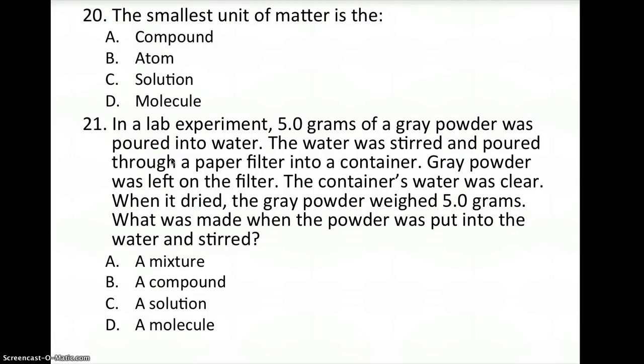So let's start again. In a lab experiment, 5 grams of a gray powder was poured into water. The water was stirred and poured through a paper filter into a container. Gray powder was left on the filter. The container's water was clear. When it dried, the gray powder weighed 5 grams. What was made when the powder was put into the water and stirred? A mixture, B, a compound, C, a solution, or D, a molecule.